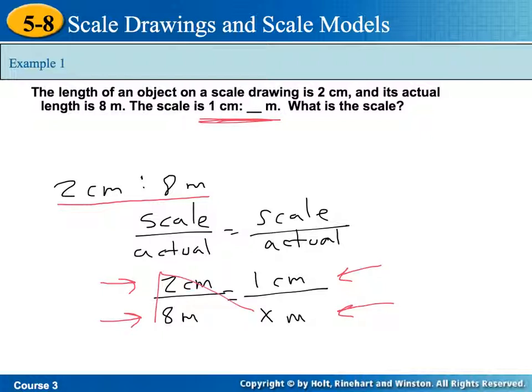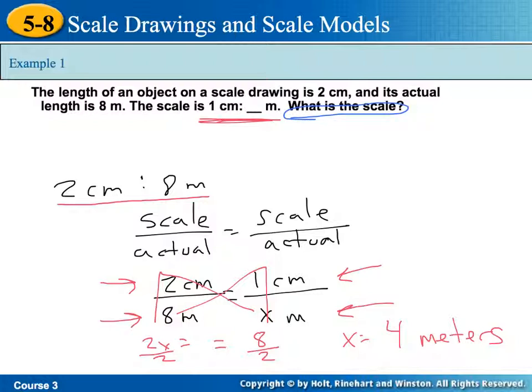Cross multiply, I get 2x is equal to 8. Divide by 2, x is equal to 4. Now, if you give me x is equal to 4, it is incorrect because what do I need to have? Label meters. It is 4 meters. It asks, okay, what is the scale? Is the scale just 4 meters? No. The scale is 1 centimeter to 4 meters. So be careful. Make sure that you're answering your question correctly, answering the full question.